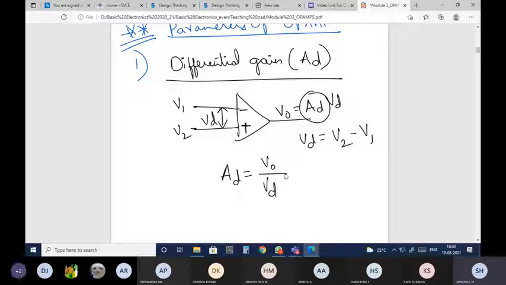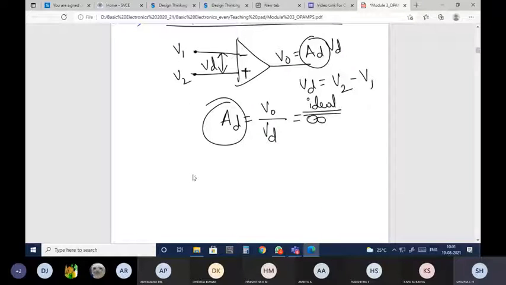Ideally VD should be equal to 0, because the terminal voltages V1 and V2 will be equal for the negative feedback system. So this differential gain AD should ideally be infinite: VD is equal to 0, so AD is V0 by 0, which is infinite. This is the first parameter, the differential gain, which I have already explained. It is nothing but the gain of the amplifier circuit.